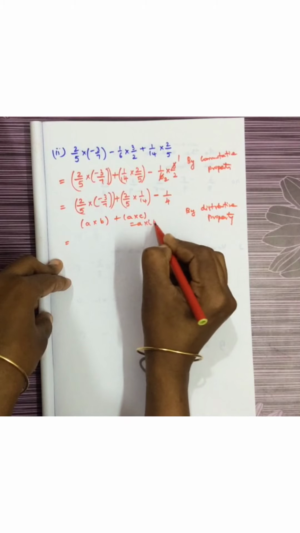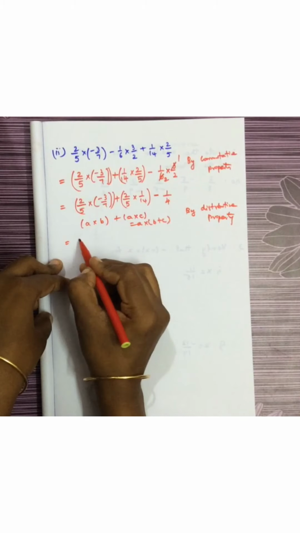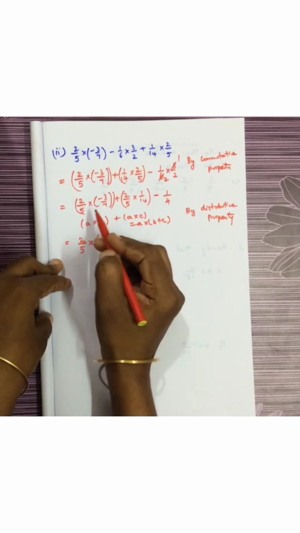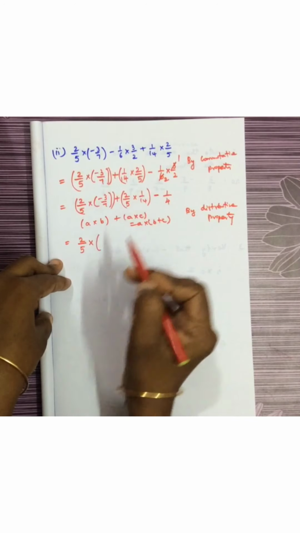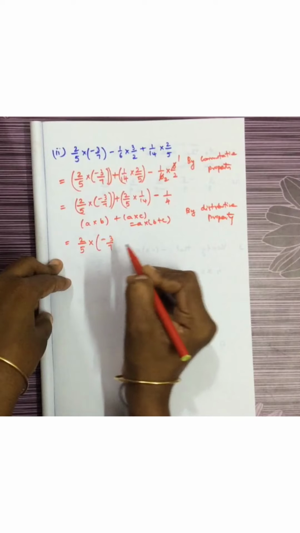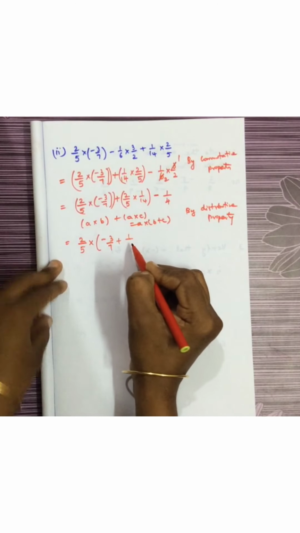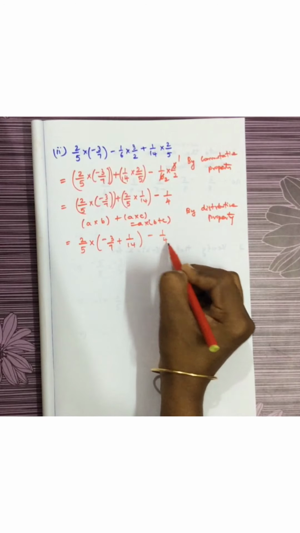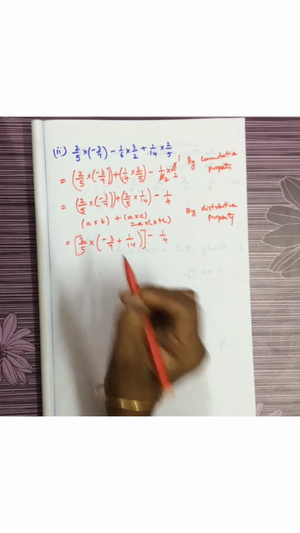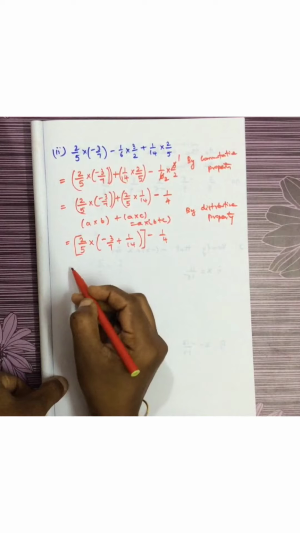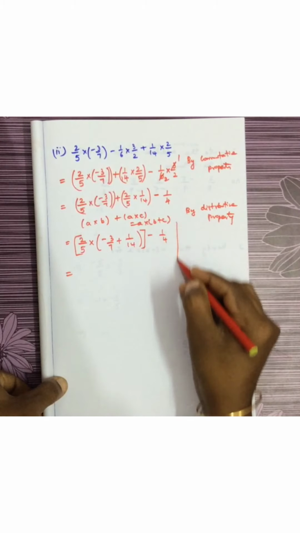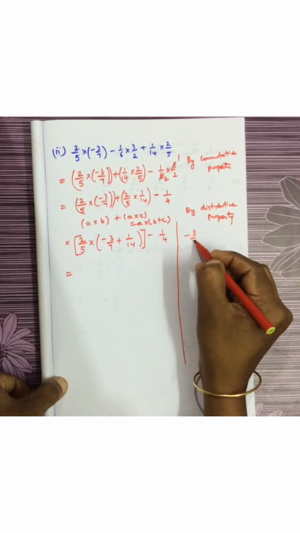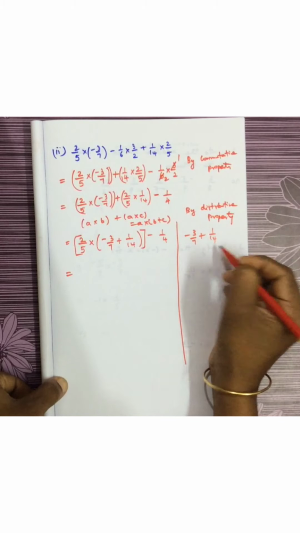A multiplied by B plus C. What is A? 2 by 5. Multiplied by, what is B? This is A, this is B and this is C. Minus 3 by 7 plus 1 by 14 minus 1 by 4. This is one term. Okay. So that is equal to, now see, inside this there is minus 3 by 7 plus 1 by 14.